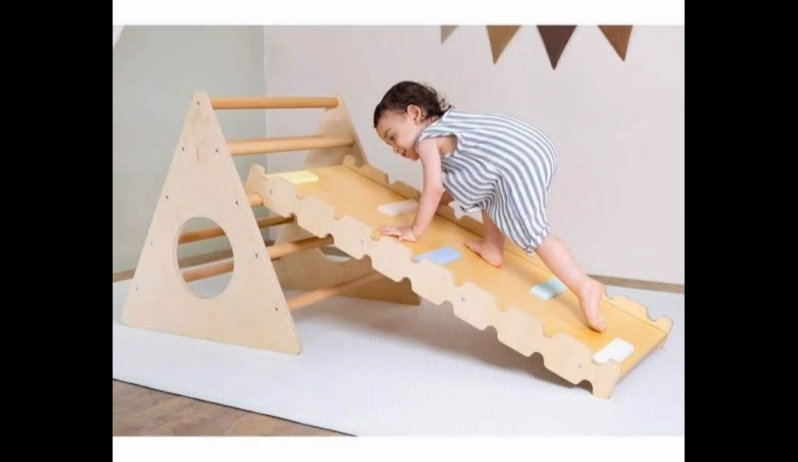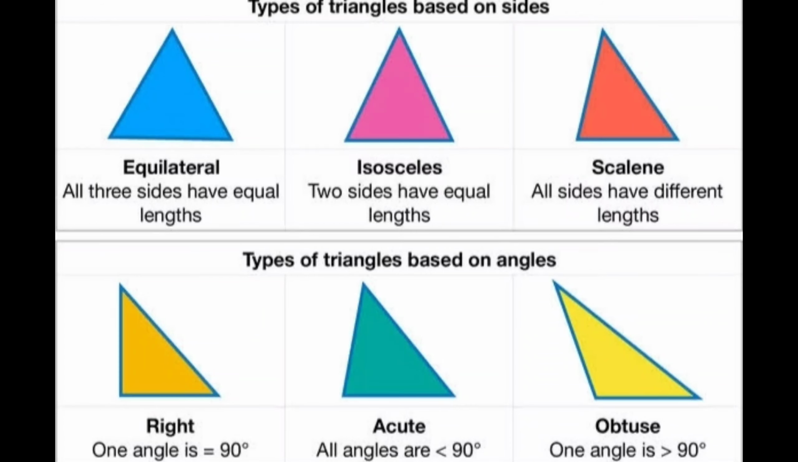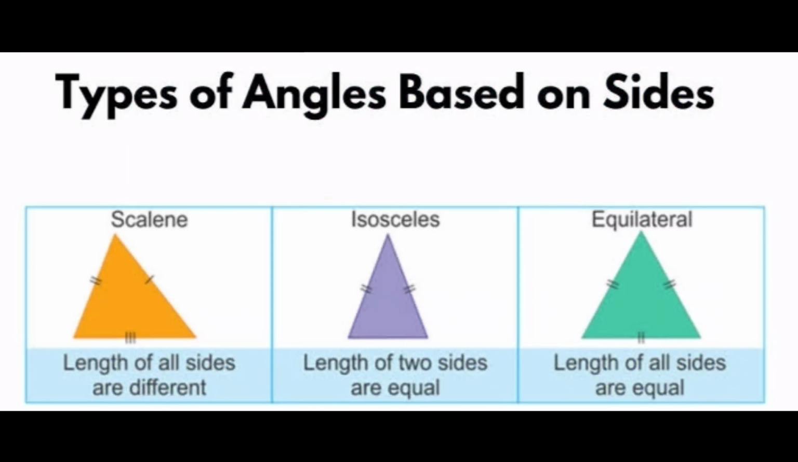So actually, there are so many types of triangle. Actually 6 types of triangle, three based on sides and three based on angles. So the classification of triangle is 6 types, based on sides and based on angles. So triangles can be classified according to the properties of their sides and angles.